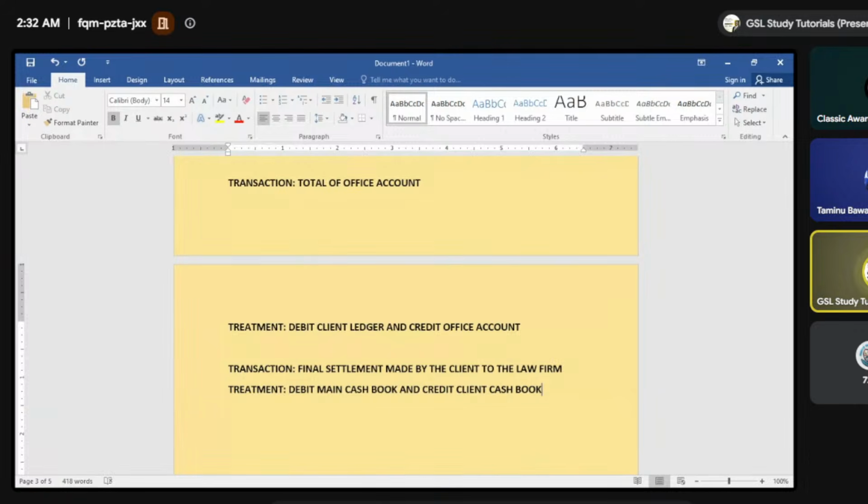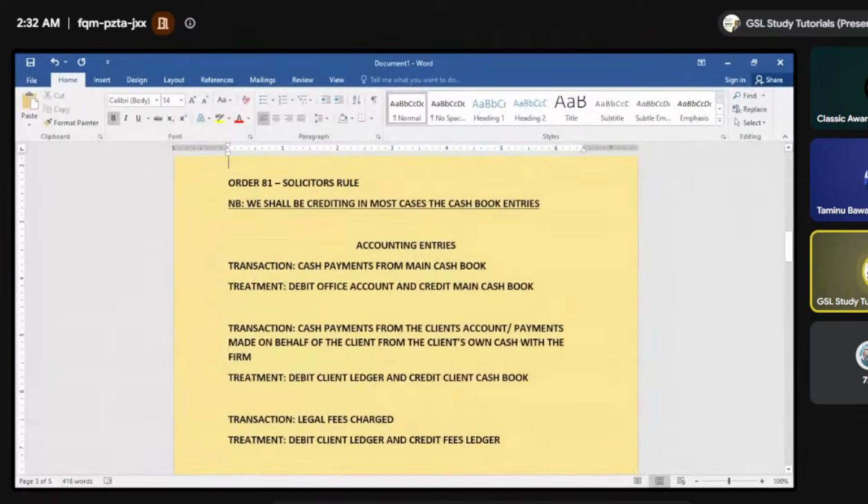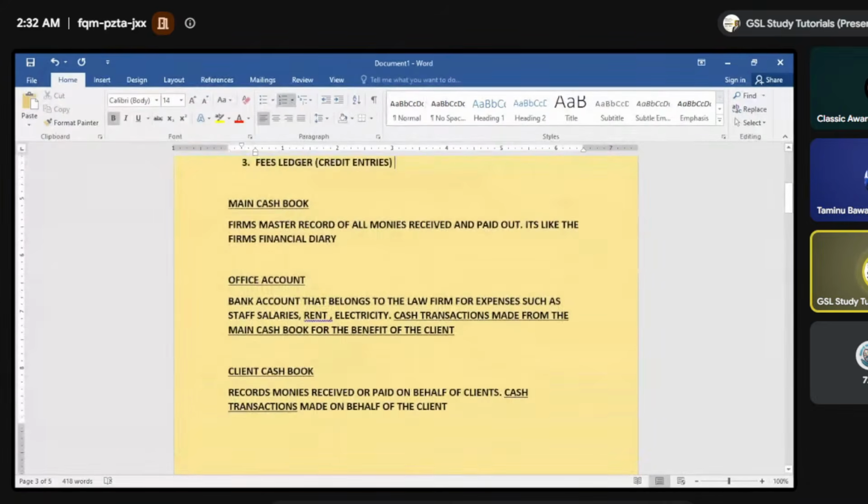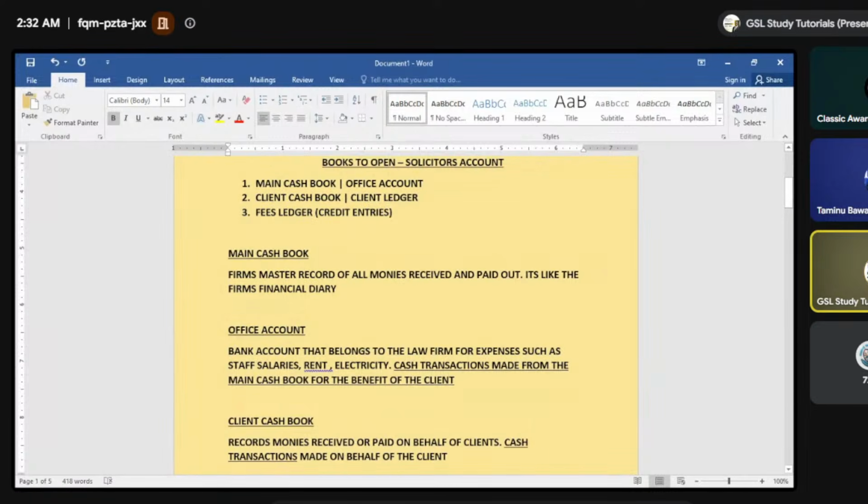Okay, so office and fees account. So let me add it here. It wasn't part of my notes, but it's in the manual, so let me add it. So they said firm's own ledger is equal to office and fees account. So please take note. Office account: payments made by the law firm on behalf of the client are recorded in this account. So payment, office account.